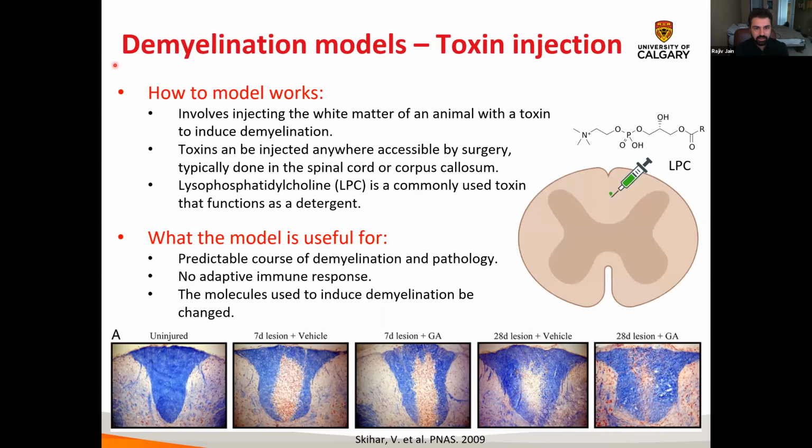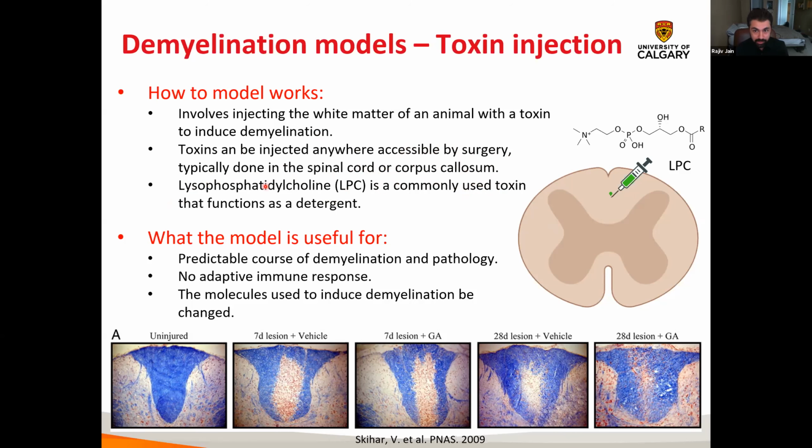The other model I'm going to talk about is the toxin injection model, which basically involves literally doing surgery on a mouse and injecting some sort of white matter tract with some sort of toxin that induces demyelination. And so this model can be done pretty much anywhere in the central nervous system that's accessible by surgery, although it's typically done in the spinal cord for ease of access and the corpus callosum because it has a well-defined white matter tract.